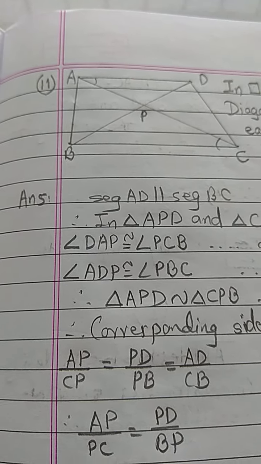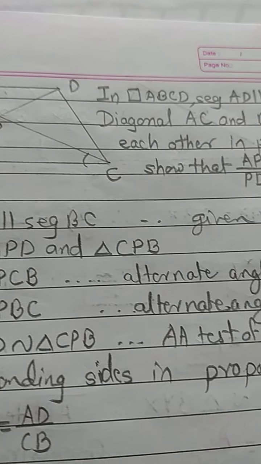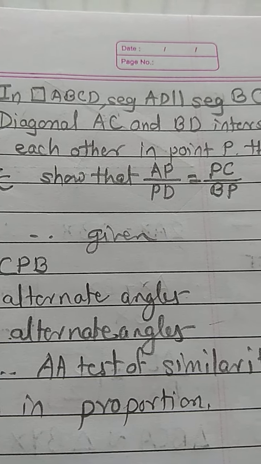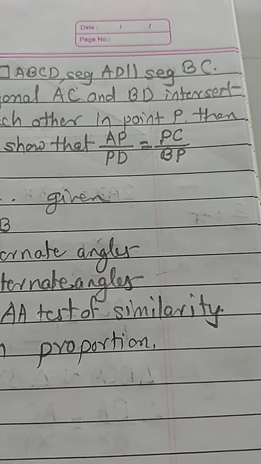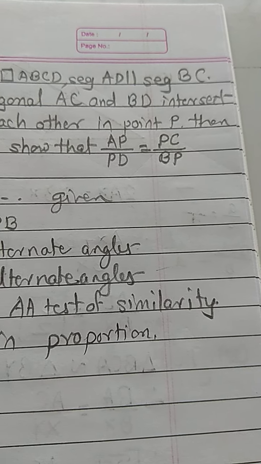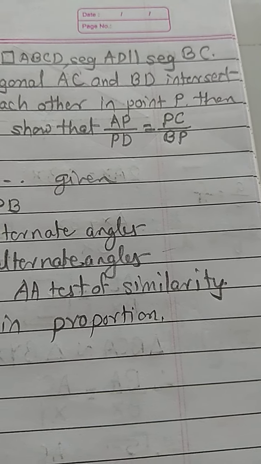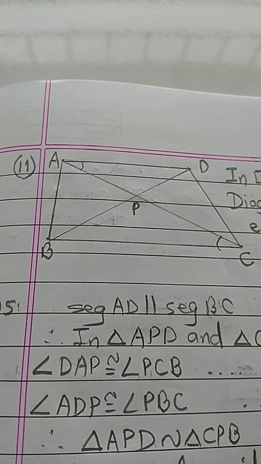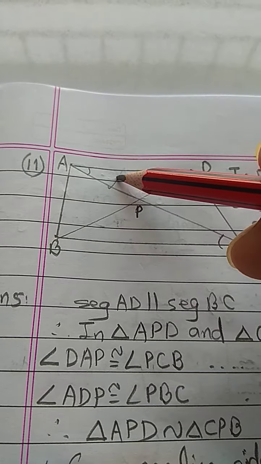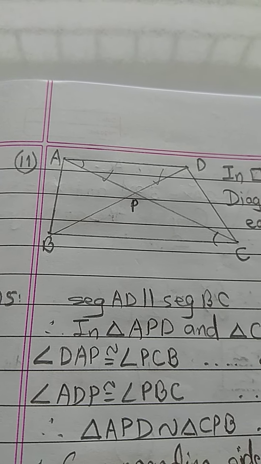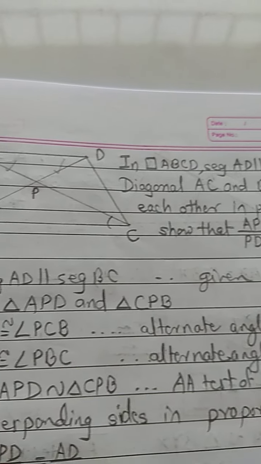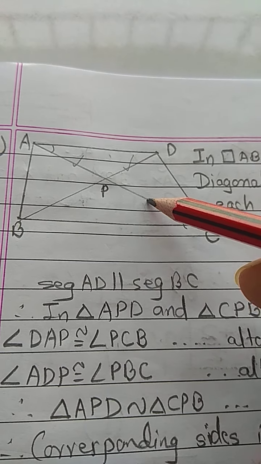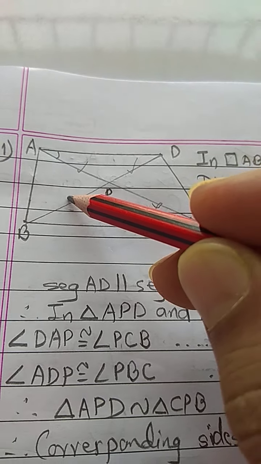Okay. Now, this question number 11. In quadrilateral ABCD, segment AD parallel to segment BC, diagonals are intersecting in point P. Then show that AP upon PD equal to BC upon BP. AP upon PD. Let us see where is AP. This AP upon this PD is equal to PC upon BP. This PC upon BP. Okay.